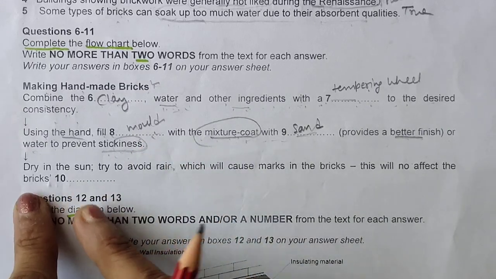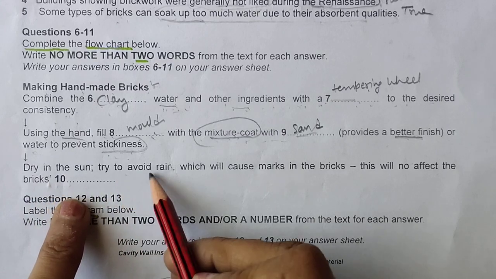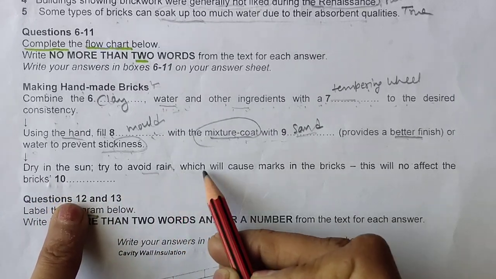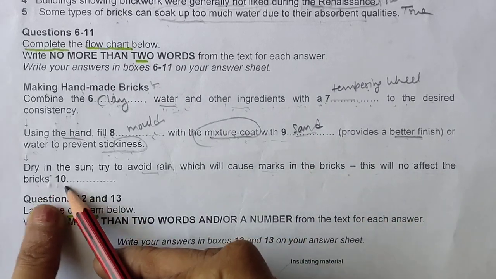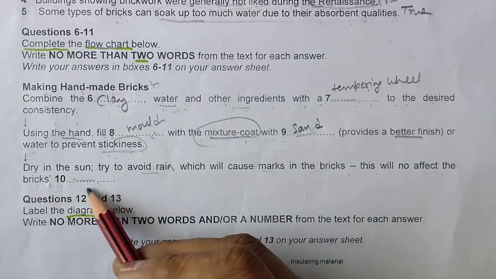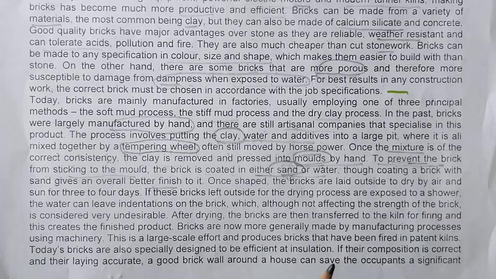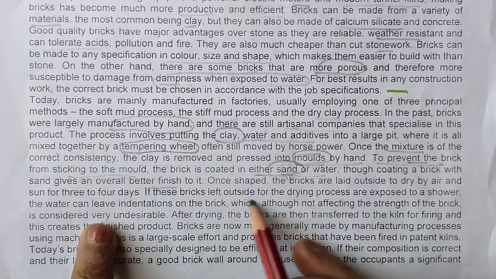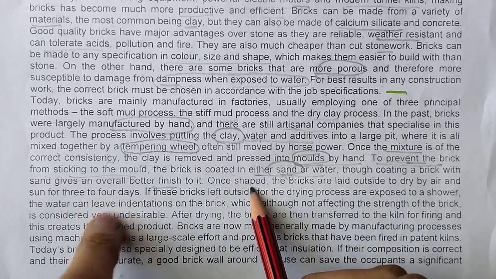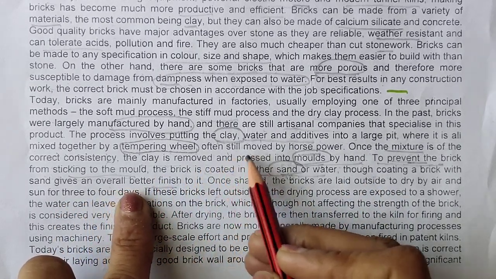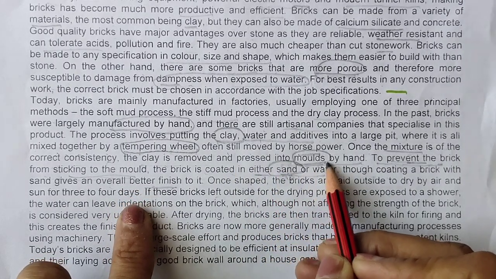Let's read this also. Dry in the sun, try to avoid rain, which will cause marks in the bricks. This will not affect the bricks dash. Dry in the sun, rain. Okay, yes, we were looking for dry, so mold. So I told molds will come here.